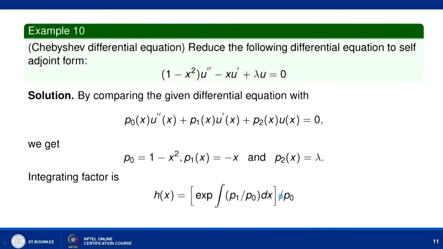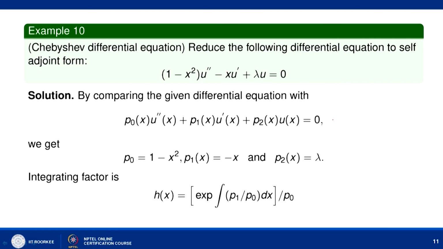So now let us consider one example. Consider the Chebyshev differential equation. Here we want to reduce the following differential equation to self adjoint form. Right now it is not given in self adjoint form, because if you differentiate 1 minus x square, it is given as minus 2x, which is not the coefficient of u'. The coefficient of u' is only minus x. So right now this differential equation is not in self adjoint form. So let us make it self adjoint form.